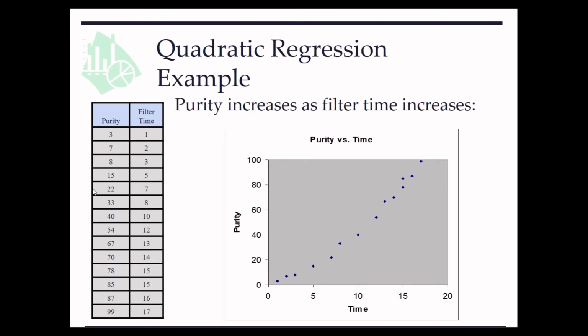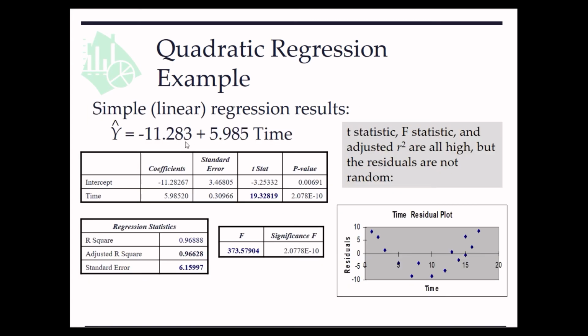Here is an example. We have purity and filter time. Here purity increases as filter time increases. So here if we run a simple linear regression, we obtain the following equation, where we have the t-test p-value very close to 0. So this number is 2.078 times 10 to the power of negative 10.